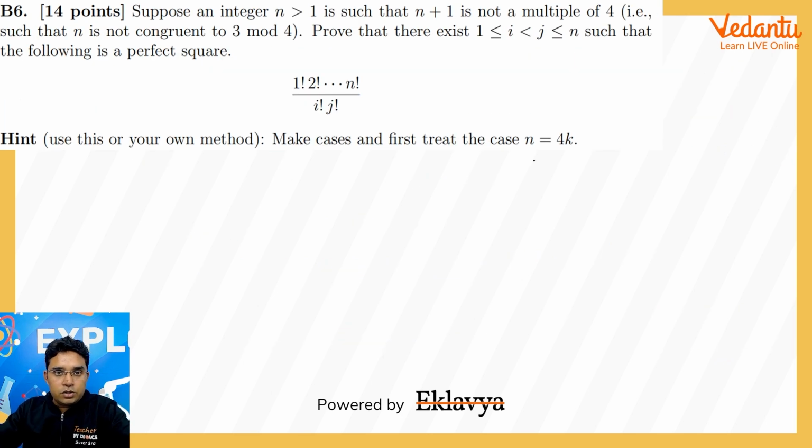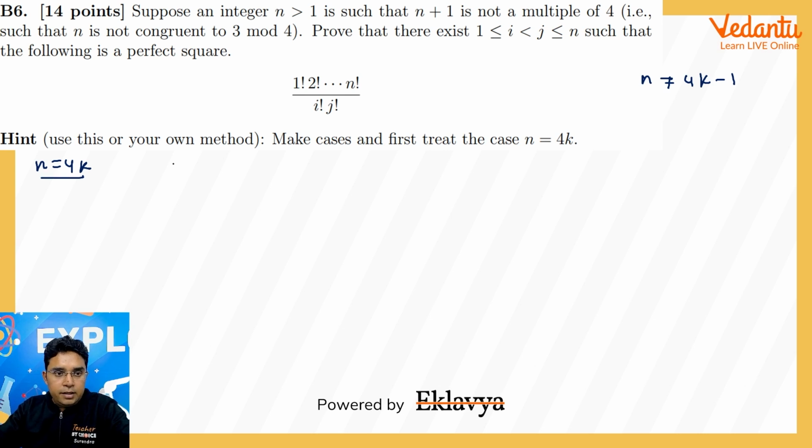Now coming to the last question of this paper. Suppose an integer n greater than 1 is such that n plus 1 is not a multiple of 4. n plus 1 is not a multiple of 4 means n is not equal to 4k minus 1, such that n is not congruent to 3 mod 4. Prove that there exist i and j, 1 less than or equal to i less than j less than or equal to n, such that the following is a perfect square. Okay, so suppose I take n is equal to 4k.